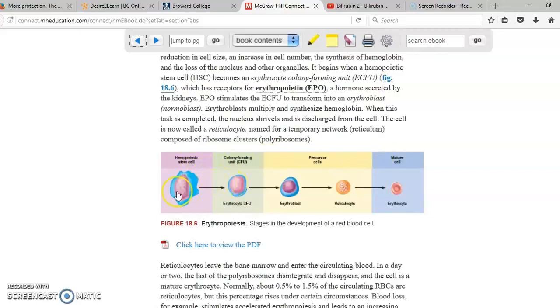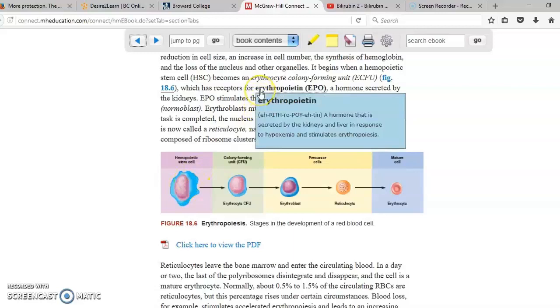You're going to see other graphs where the same stem cell is going to give you white blood cells, and the same stem cell is going to give you platelets, because the stem cell has the ability to produce multiple different lines of cells. What hormone stimulates the production of red blood cells? This hormone is called erythropoietin. The erythropoietin is a hormone produced by your kidneys.